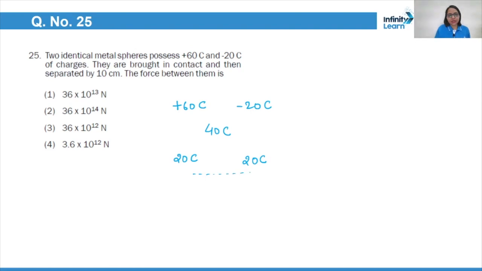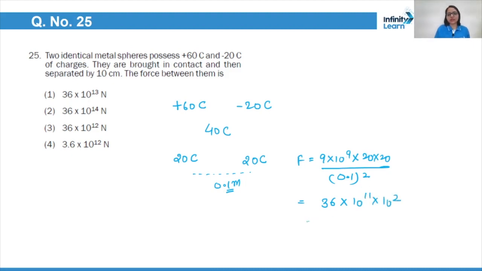And the separation will be 10 centimeter, which is 0.1 meter. So force of repulsion will be k q1 q2 upon r square. K is 9 into 10 power 9. Q1 is 20, Q2 is 20, divided by r square, which is 0.1 whole square. So this is 36 into 10 power 13, or you can write it as, I think it is given in the options only, which is option 1, right?